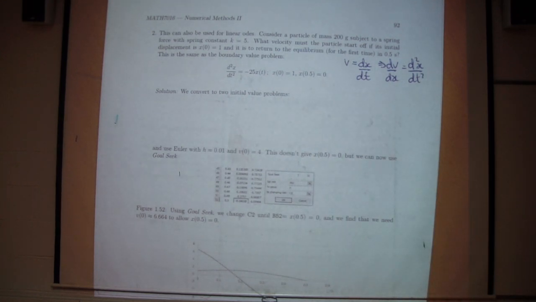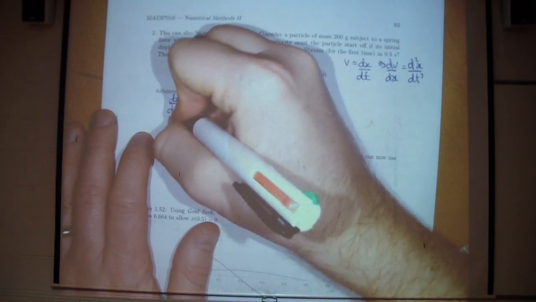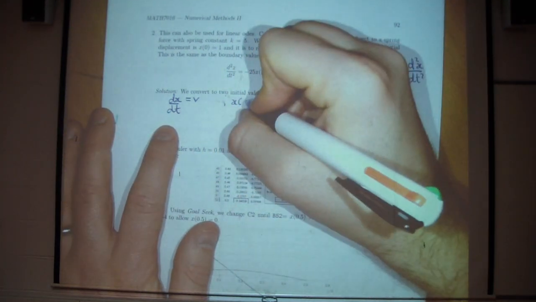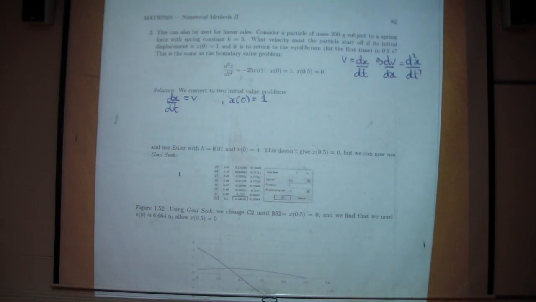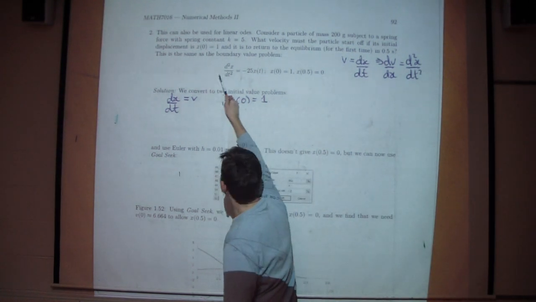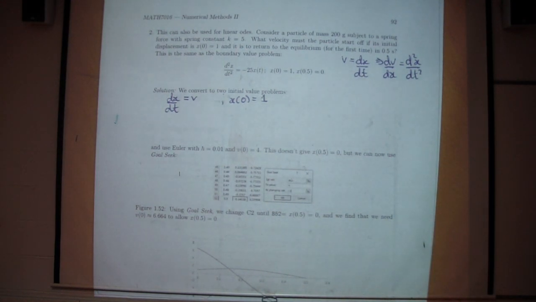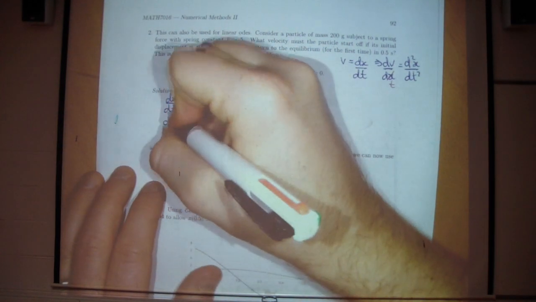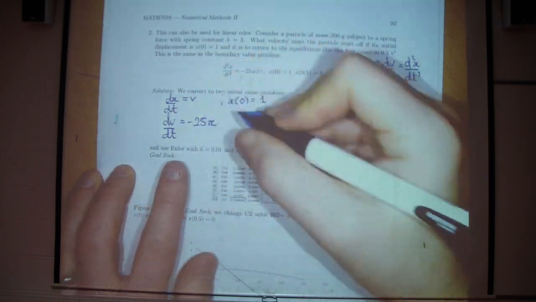So we write this thing as two first orders. So this is the differential equation for x, together with the starting value of x, which is 1. And the second derivative of displacement, in other words acceleration, is dv. Oh, that should be t. Sorry. So dv/dt then is minus 25x. I just write x, I don't need the x of t here.